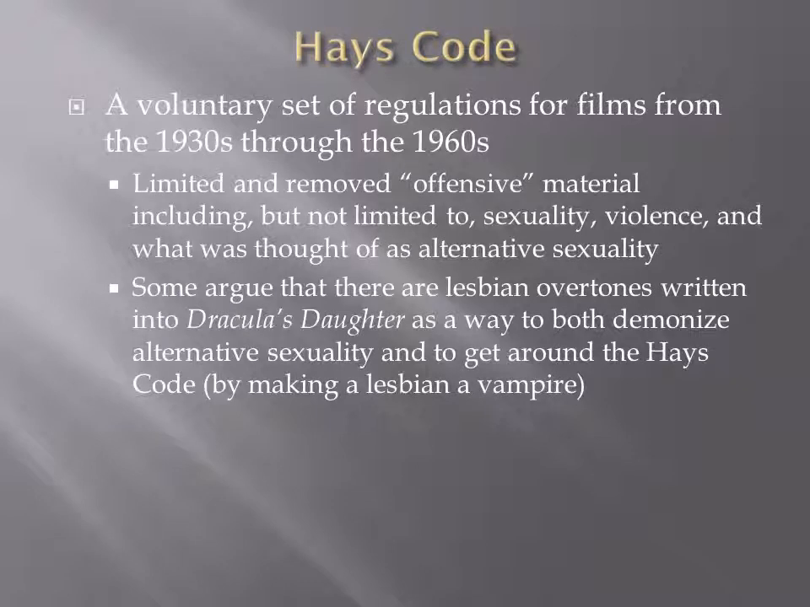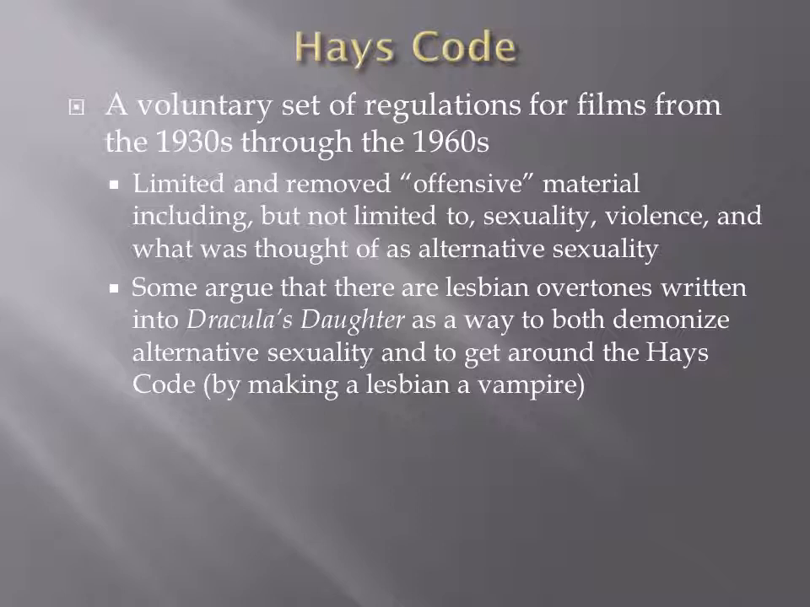Before we leave the 1930s, it's important to talk about the Hays Code, which was a kind of informal code regulating films in the 1930s through really the 60s, when the Hays Code really fell away. It was this kind of voluntary thing that the studios did to censor themselves. The Hays Code was designed to limit what they termed as offensive material, which could include sexuality, violence, any references to homosexuality. And some people actually argue that Dracula's Daughter is a really good example of someone trying to work around the Hays Code.